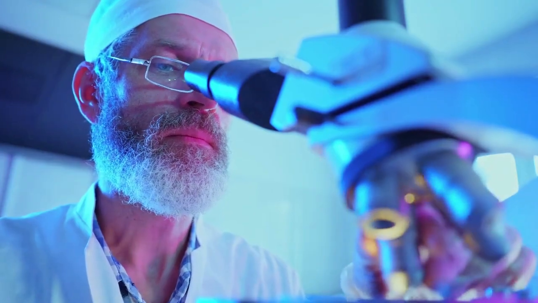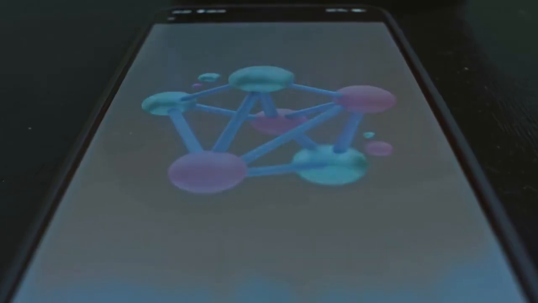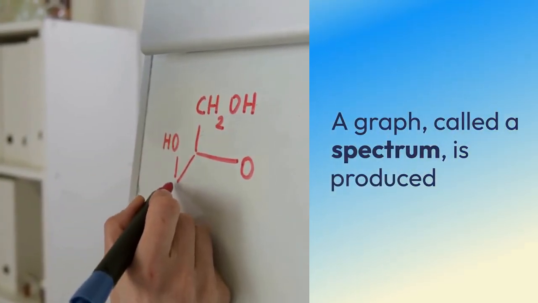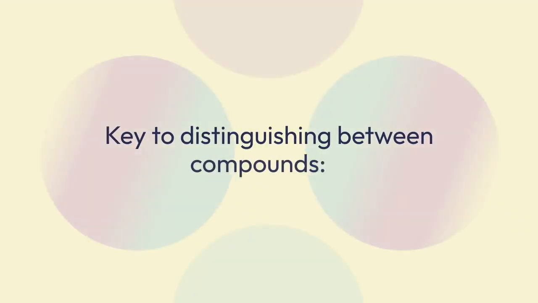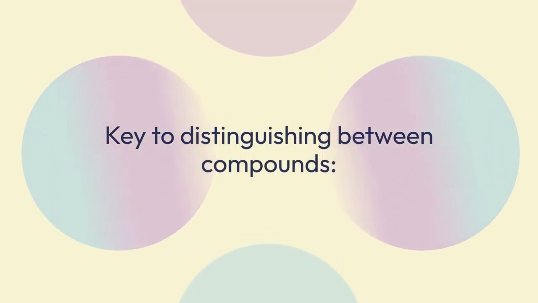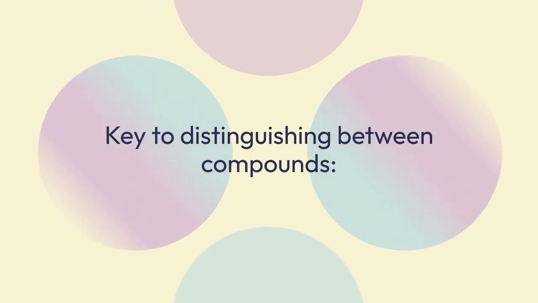Essentially, IR spectroscopy works by shining infrared light on a sample. The bonds within the molecules absorb this energy and start to vibrate. A graph, called a spectrum, is produced, showing us which frequencies of light were absorbed. The key to distinguishing between compounds is to look for the presence or absence of specific absorption peaks, which correspond to different functional groups. Let's look at the most important ones.